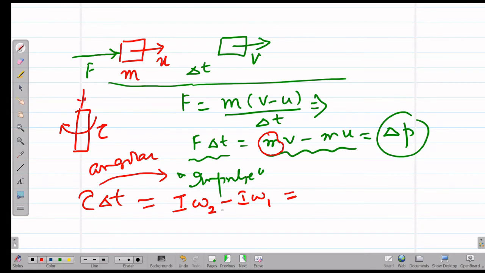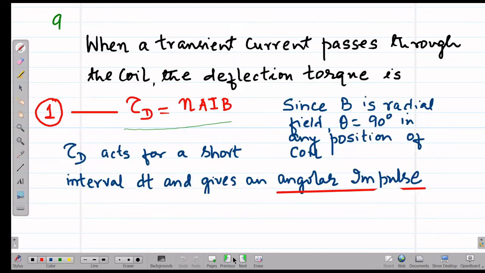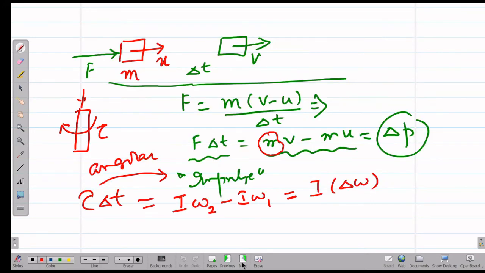That angular impulse will give rise to a change in angular momentum, which I can write as I into delta omega. Okay, I assume that you know all this. So let us go back to the previous page. What we are telling is, when a transient current passes through the coil, it creates a deflection torque in the coil, and this torque will act for a short interval of time delta t and will give rise to an angular impulse. So let us calculate that angular impulse.